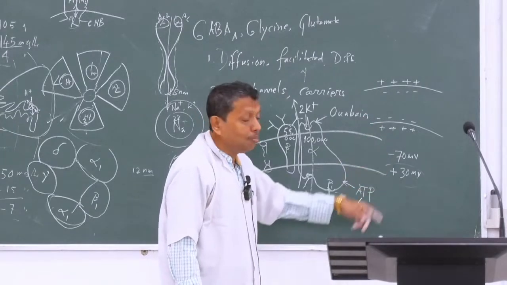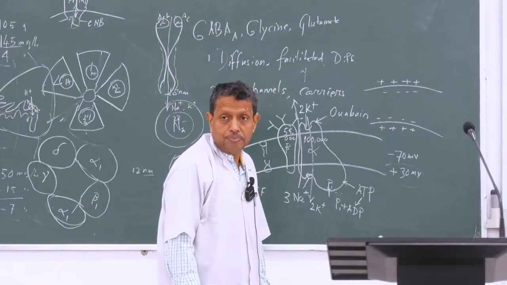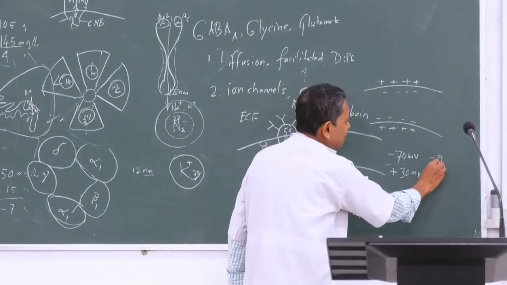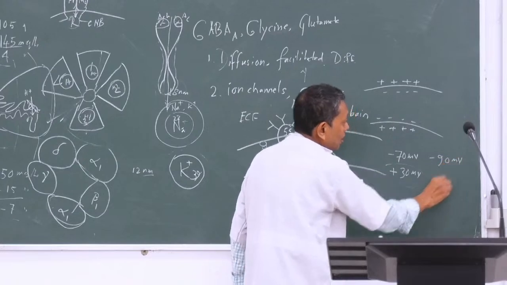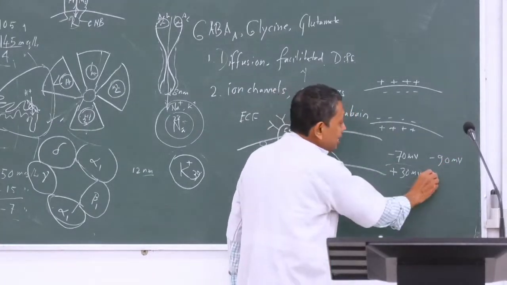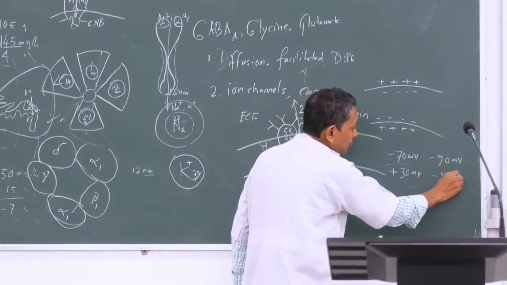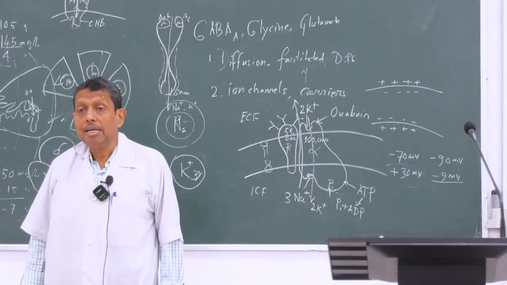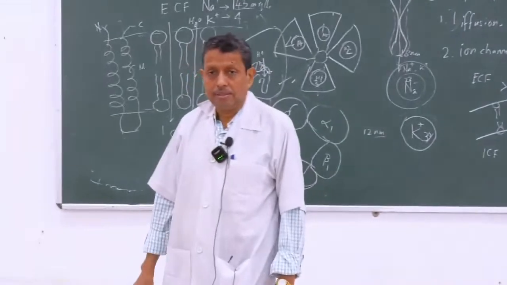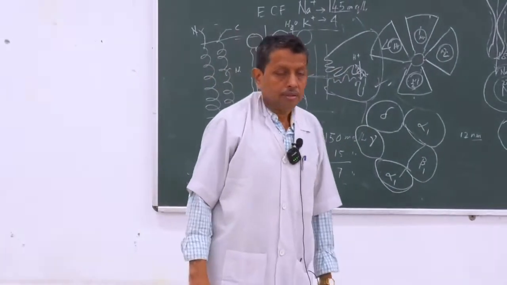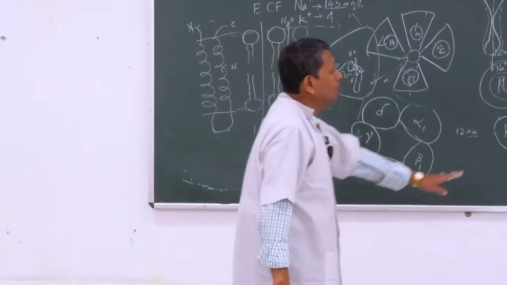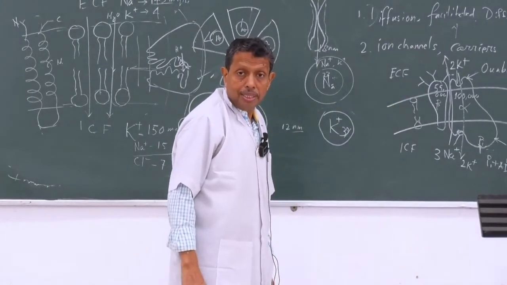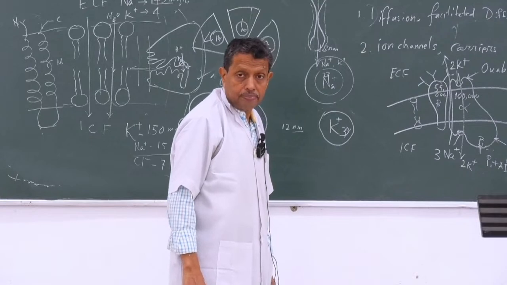It is minus 70 millivolt in an average axon, and in skeletal muscle it is minus 90 millivolt. In the case of RBC, it is minus 9 millivolt only, a non-excitable cell. But every living cell has a membrane potential. And sodium potassium ATPase is responsible for maintaining it.